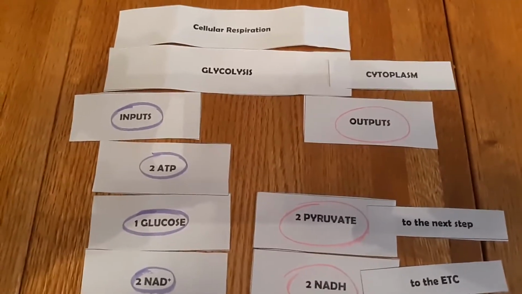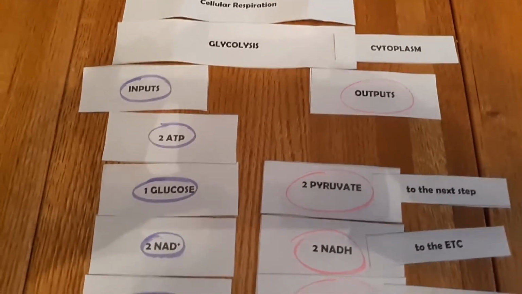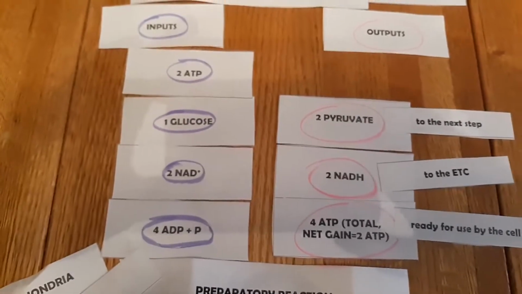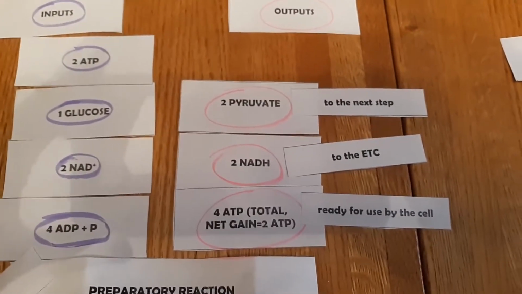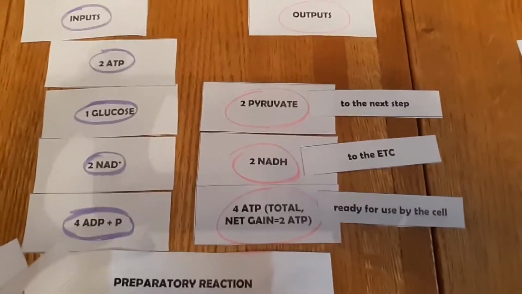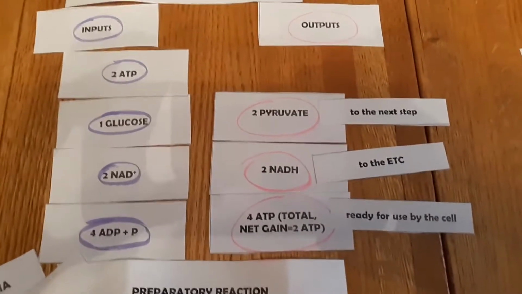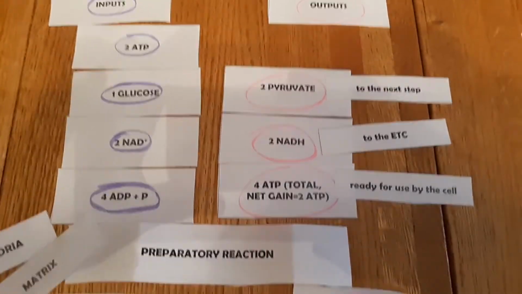So we go through cellular respiration. Glycolysis happens in the cytoplasm with the inputs that get it started, and then what comes out and where each of those goes. Some of the end products go to the next step. Our hydrogen taxis are going to carry those hydrogens to the electron transport chain, and the ATP the cell can use.